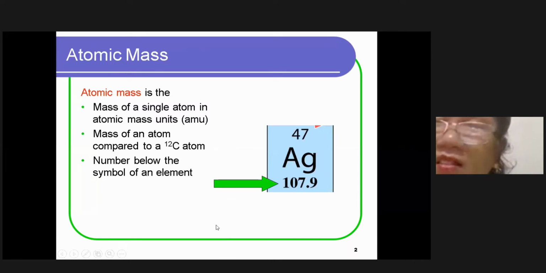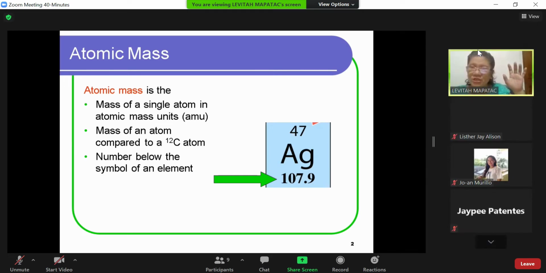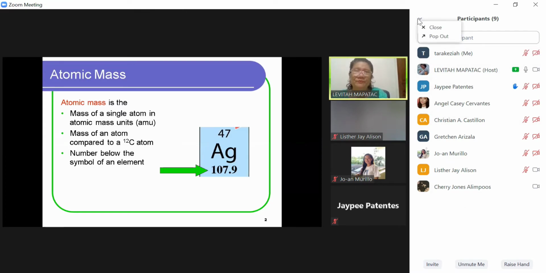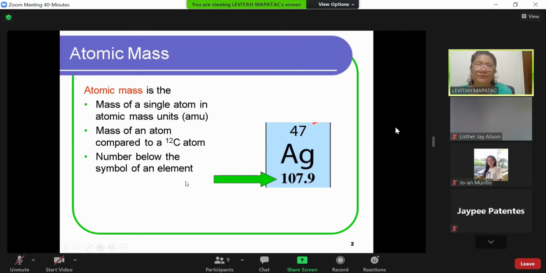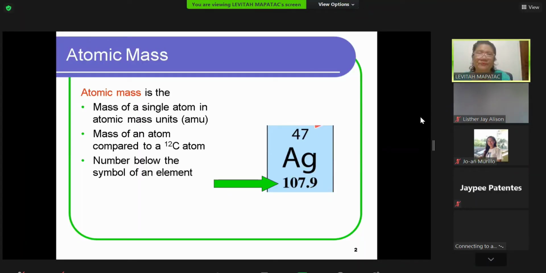For instance, all of the elements in the periodic table, from hydrogen down to element number 118, you can see in the periodic table that the upper portion is the atomic number, and the lower portion is the atomic mass. The atomic mass has a unit of atomic mass unit, AMU, and 1 AMU is equivalent to 1 gram per mole.